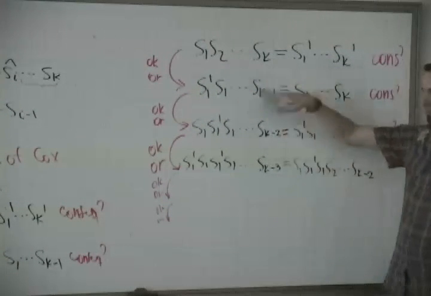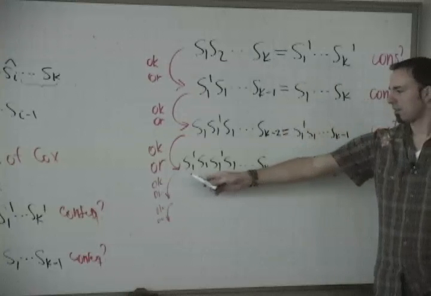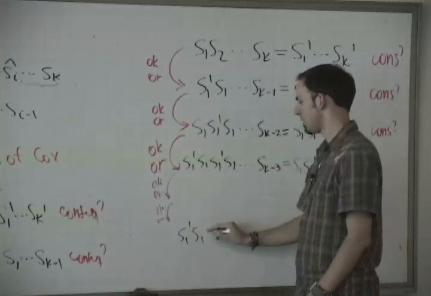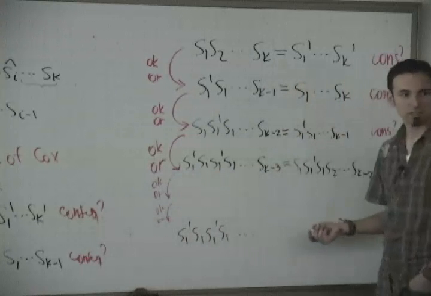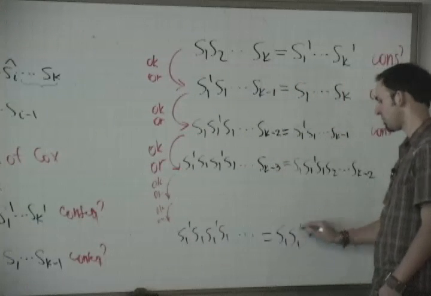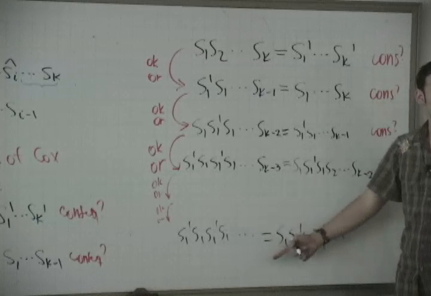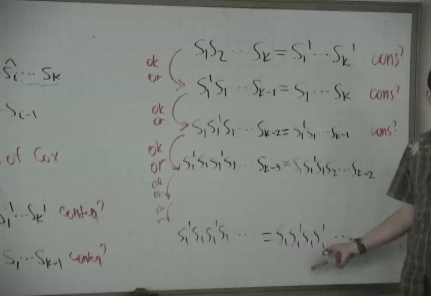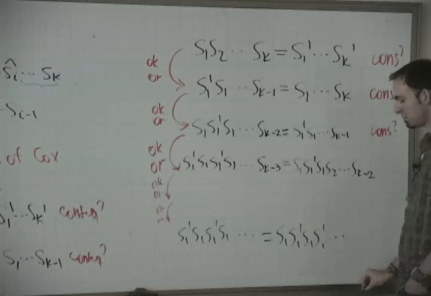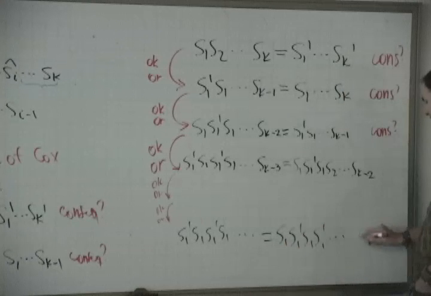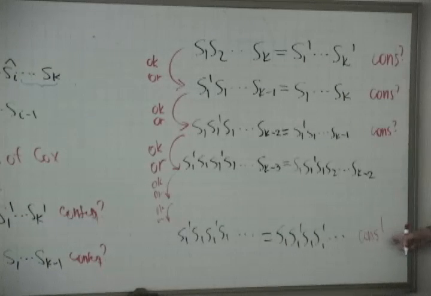What are we going to get when we keep repeating? What we're going to get is S1 prime, S1, S1 prime, S1, until everything else has disappeared, equals S1, S1 prime, S1, S1 prime, etc. Okay? And if a relation like this is true, it's clearly a consequence of the Coxeter relation. So, a consequence, finally. And then once I manage to get this, then if this is a consequence, then this is a consequence, this is a consequence, and I get back to the top.